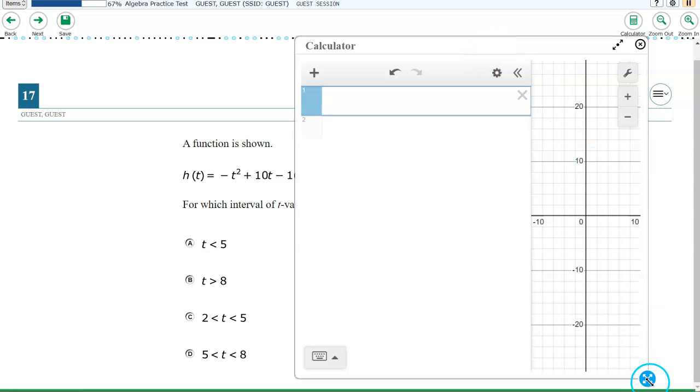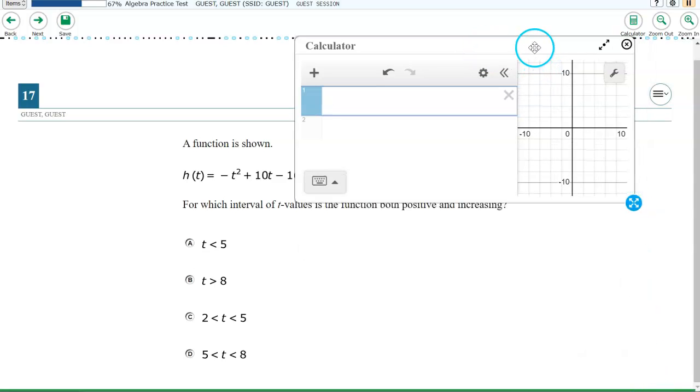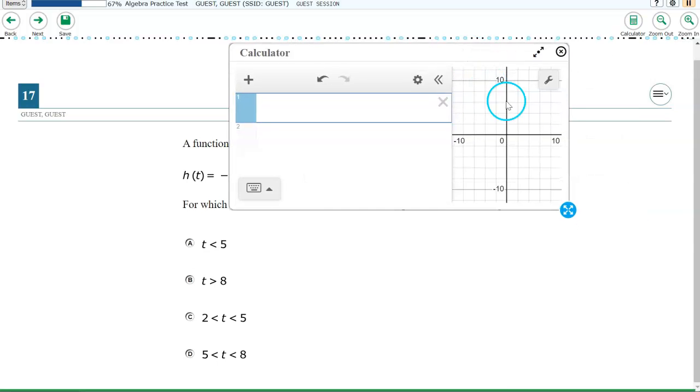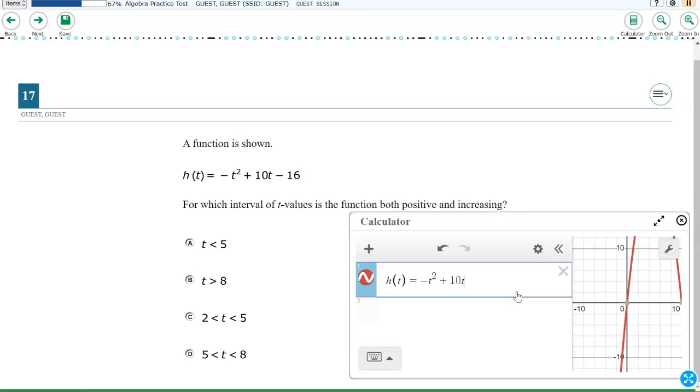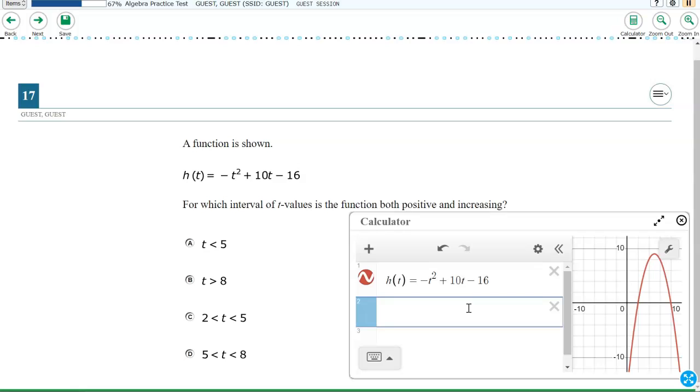So first thing we're going to do is put this function in just like it is. So h of t equals negative t squared plus 10t minus 16. And I want to know for what intervals is it both positive and increasing.